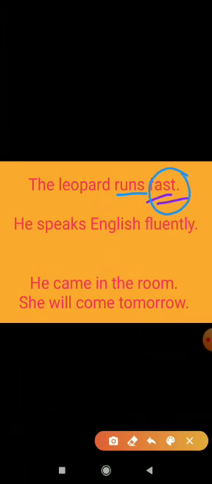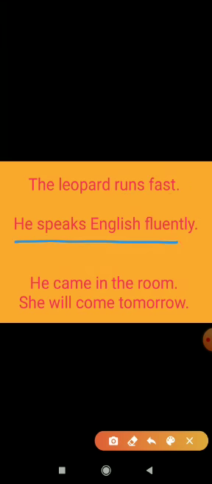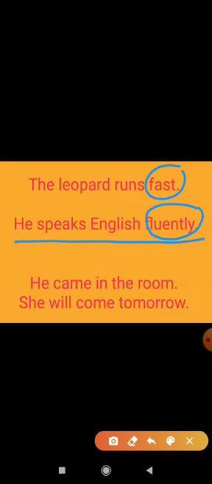One more example is, he speaks English fluently. In this sentence, fluently is an adverb of manner. He speaks English fluently. The adverb of manner again is coming after the verb. Speaks is the verb. These two were examples of adverbs of manner. Fast and fluently are adverbs of manner, and we said adverbs of manner are mainly placed after the verb within a sentence.